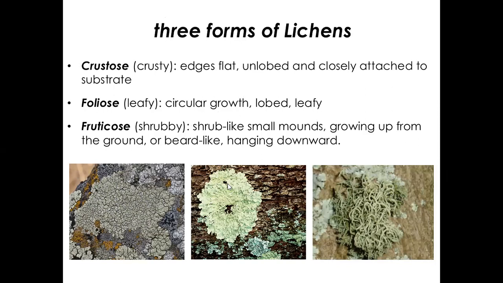And then foliose. This is the one, if you go outside and look at your tree, it's probably got one of these growing on there. These are very leafy. They usually grow in a circle. And that's just the most common one you see.